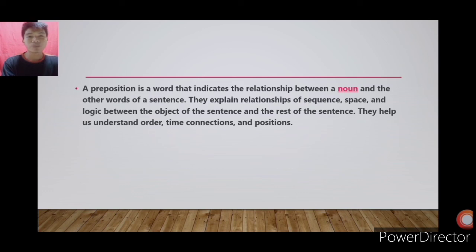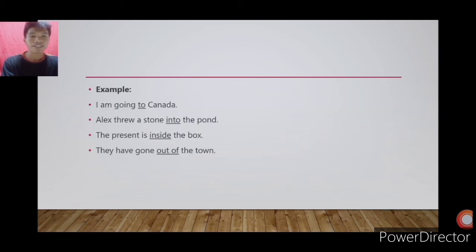So today we will discuss the topic about prepositions. A preposition is a word that indicates the relationship between a noun and the other words of a sentence. They explain the relationship of sequence, space, and logic between the object of the sentence and the rest of the sentence. They help us understand order, time, connection, and positions. Example, I'm going to Canada. Alex threw a stone into a pond. The present is inside the box. They have gone out of the town.